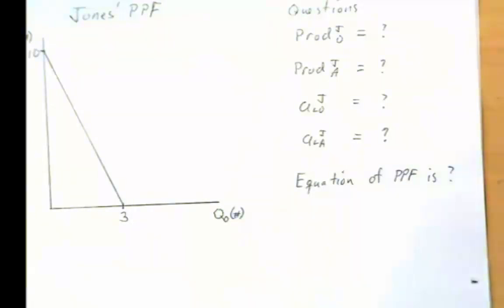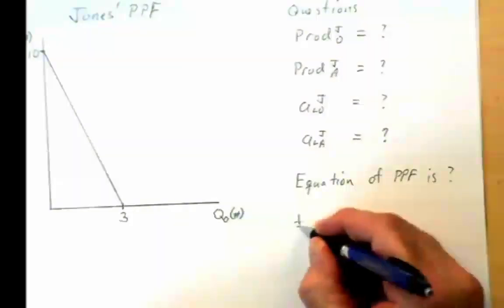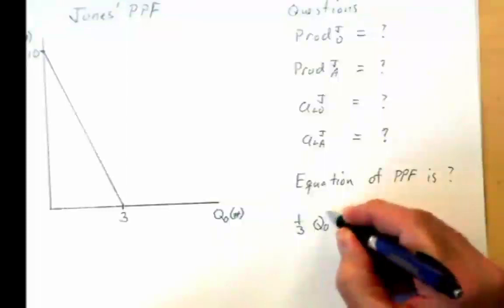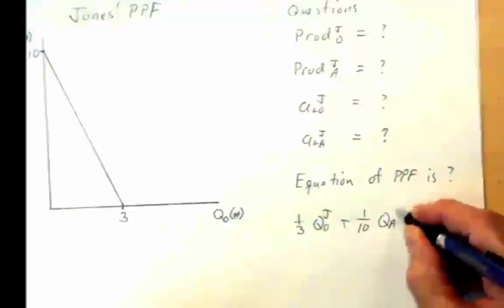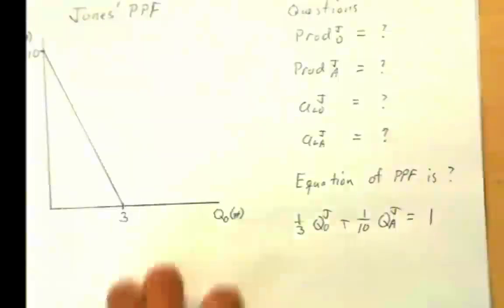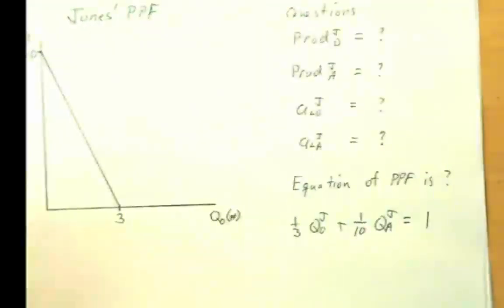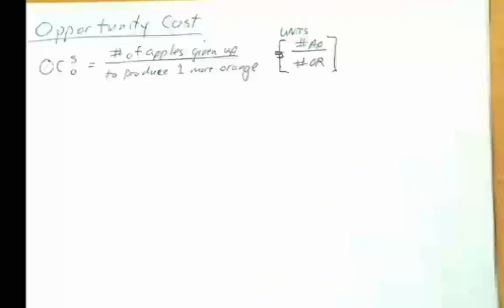Write down the equation for Jones's production possibility frontier. It's going to be 1/3 QOJ plus 1/10 QAJ is equal to 1. We've defined some economic terms. We've got production set up for both Smith and Jones. We've got some more things to define, unfortunately.